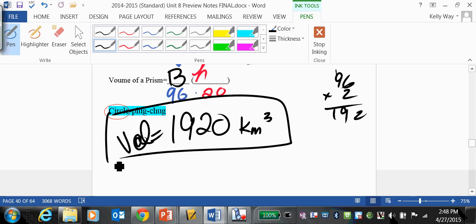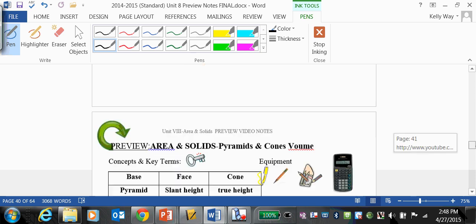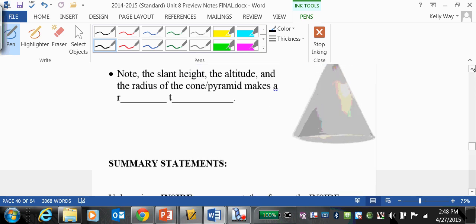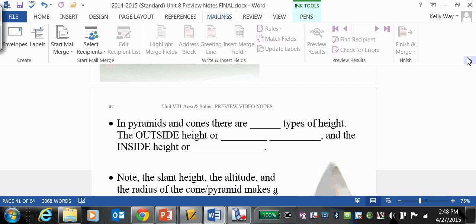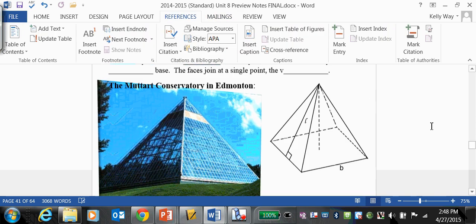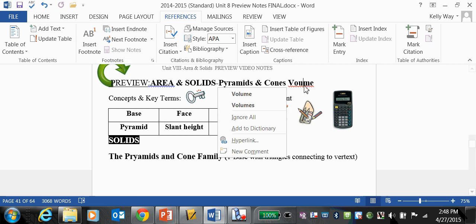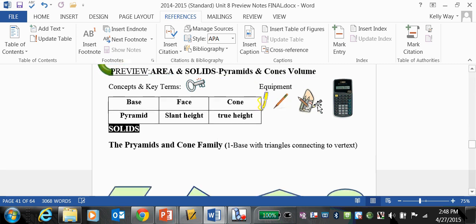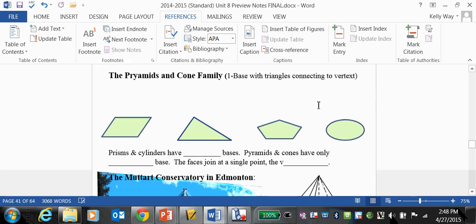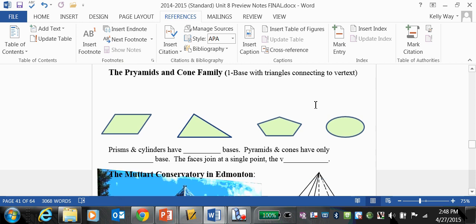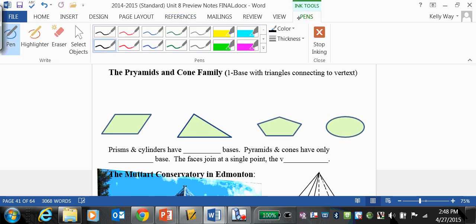All right, so that is how to find the volume of a prism and a cylinder. Now today we're going to shift and we are doing pyramids and cones. Make sure you have a calculator handy. In the pyramid and cone family, prisms have 2 bases, while pyramids and cones have 1 base and a vertex.